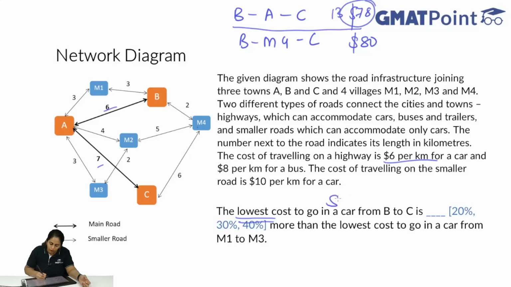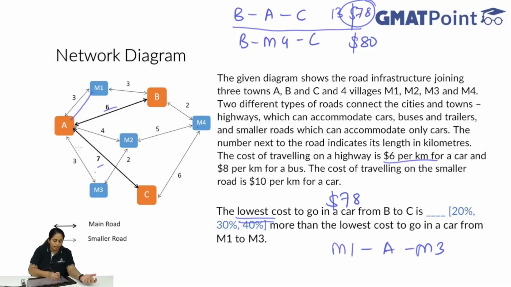So this $78 is how much more than the lowest cost to go from M1 to M3 in a car? Now let's do the same thing for M1 to M3. To go from M1 to M3, we can either go directly, M1 to A to M3, or we could go M1A, M2, M3, or other routes like M1B, M4, M2, MA and then directly to M3 or through A to M3. But essentially all the other roads are rather long-winded unnecessarily. There is only one logical road that you should take, which is M1A and M3.